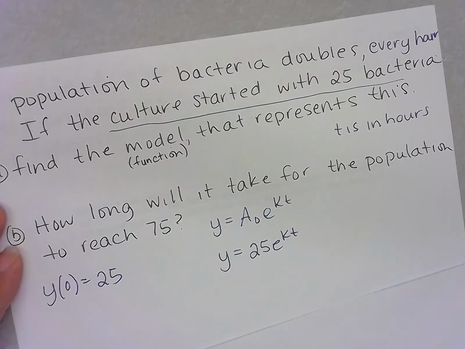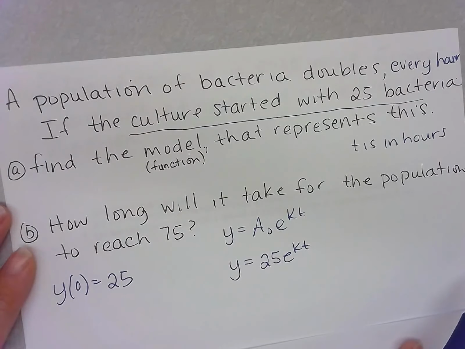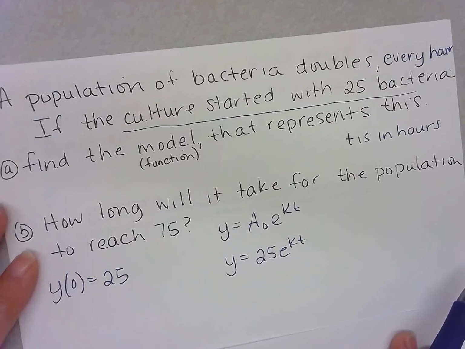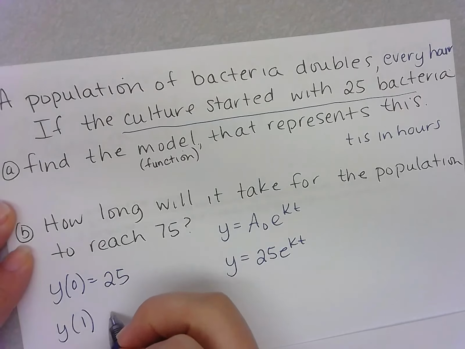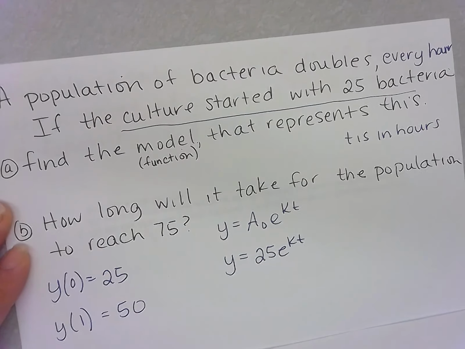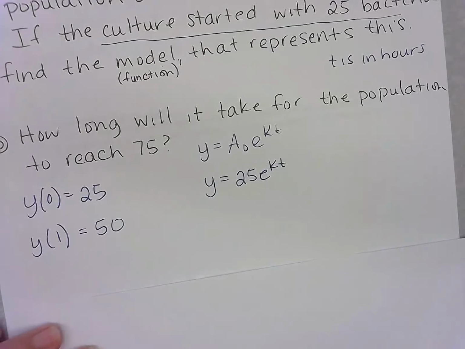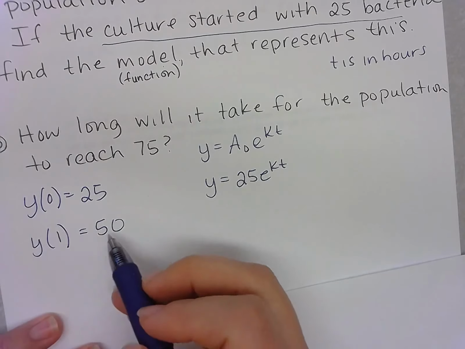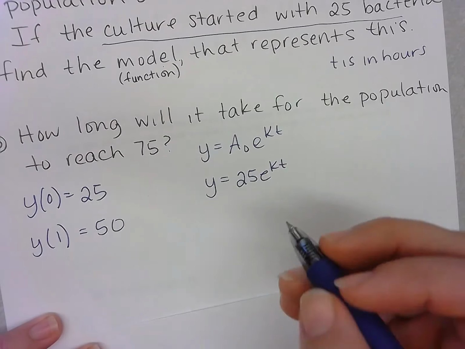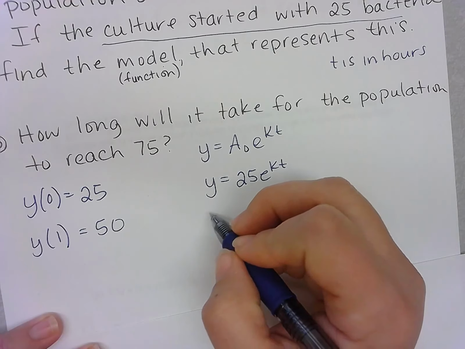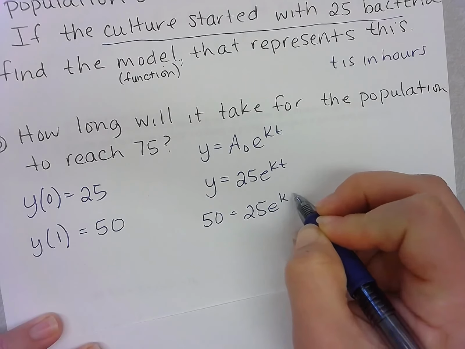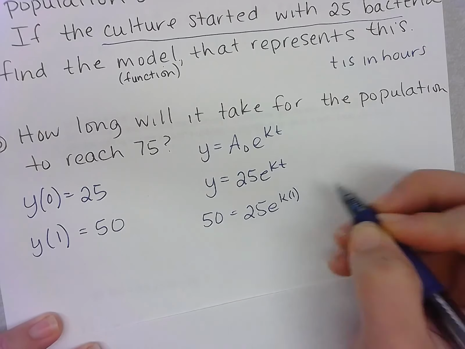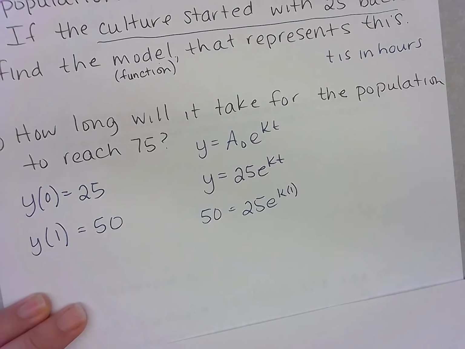So this other piece says the culture with 25 bacteria doubles every hour. That means we could actually pick any number, but the easiest one would be after 1 hour, then this would be 50, right? Because it says it doubles every hour. So what we can do now is use this as an ordered pair. So 50 is y, and t is 1. That means I'm going to have 50 equals 25 e to the k times 1. So basically, we're just going to have 50 equals 25 e to the k.